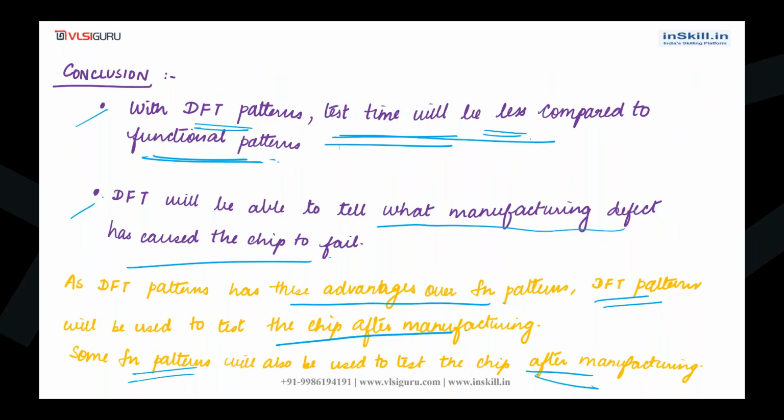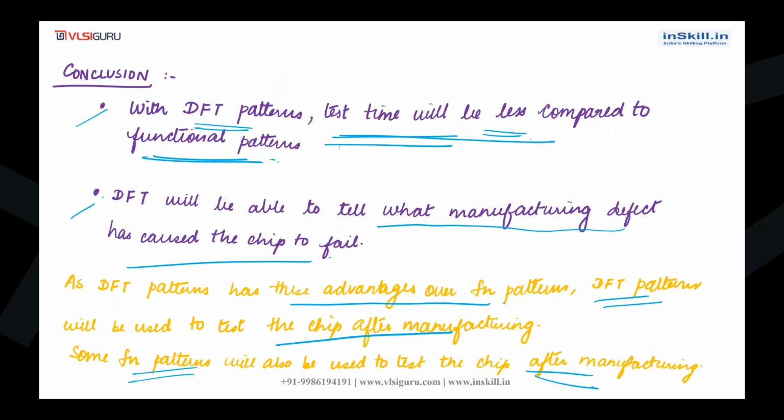And with DFT patterns, we'll be able to tell what manufacturing defect has caused the chip to fail. So DFT patterns have these advantages over functional patterns, and that's the reason why we require a DFT team when a functional verification team is already there. Now we have understood why we need a DFT team when a functional verification team is already present.